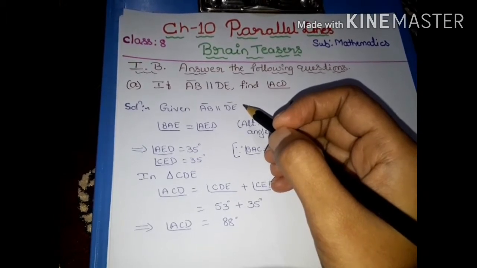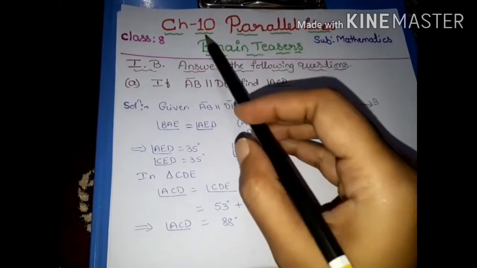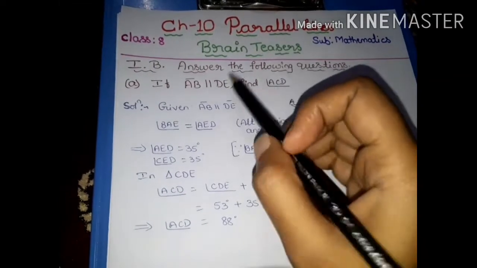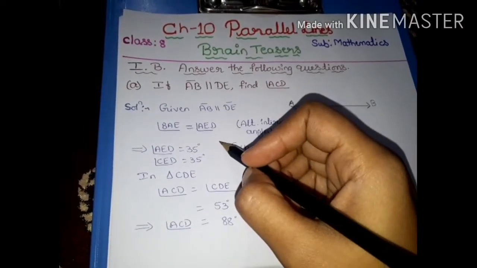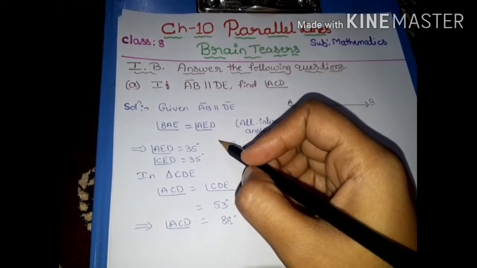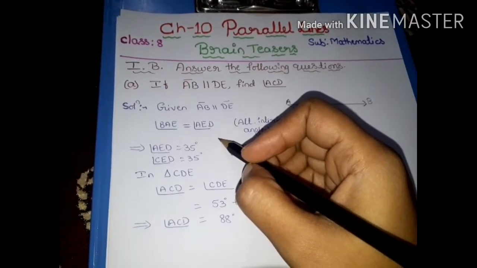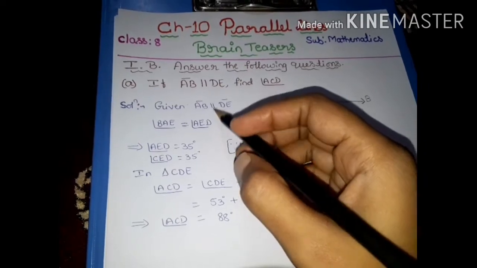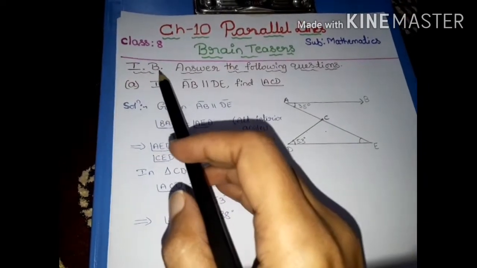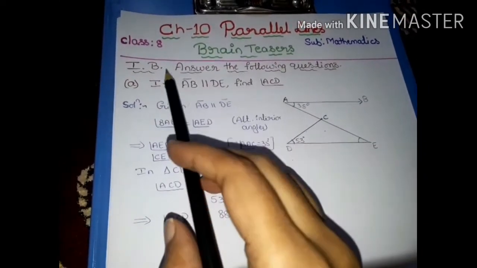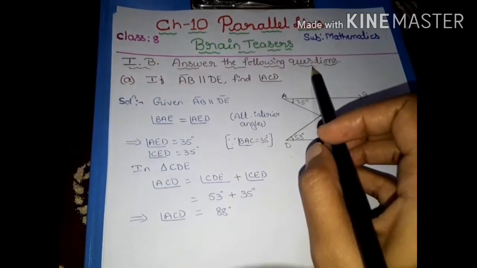In the previous class we discussed chapter 10, parallel lines. Under this chapter we discussed worksheet 3 and also solved the Brain Teasers first A main questions. Today let us continue the same chapter, Brain Teasers first B main questions. B main: answer the following questions.